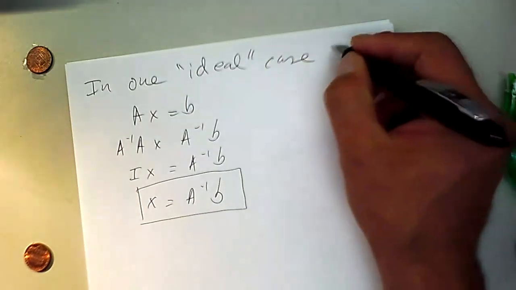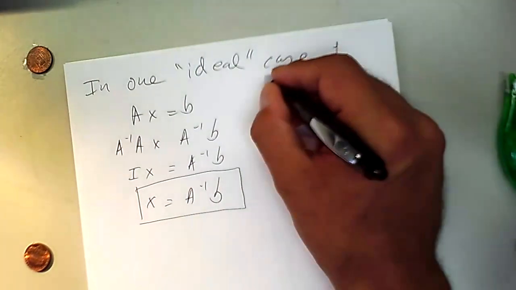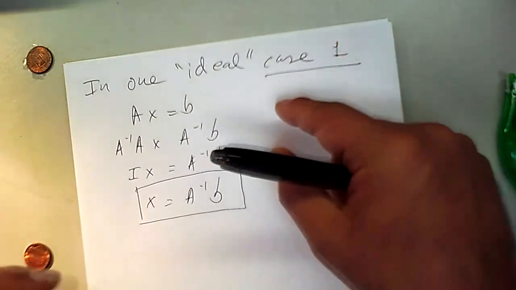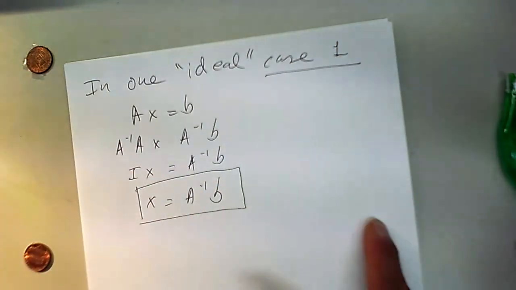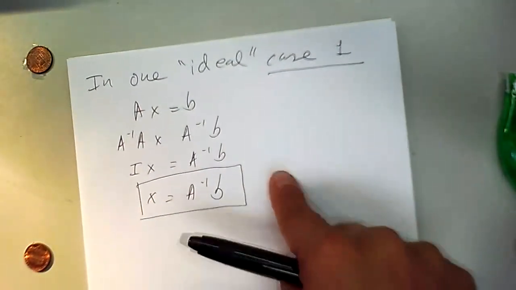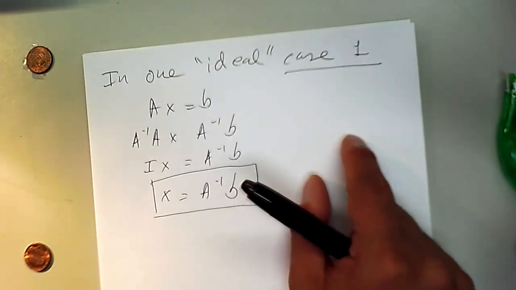I hesitate to label this as case 1. I guess I'm going to call this case 1 of this video, but maybe, if you look at another book, this might be case 2 or case 3. So this is case 1 of this video only. That is an arbitrary number that I'm using right now.